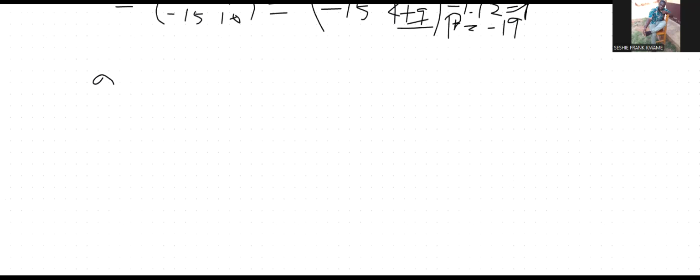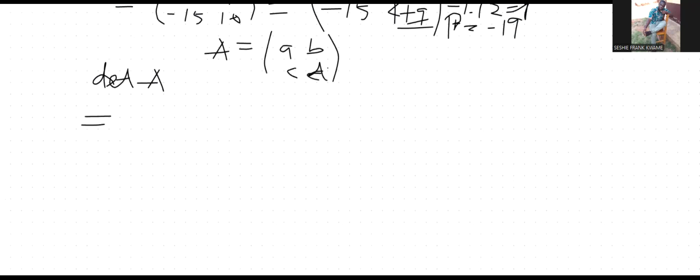How do you find the determinant of a matrix? If you are finding the determinant of E, let's say E is A, B, C, D. So for E, the principal diagonal is A times D minus B times C. That's how to find the determinant. So always, that's how it goes.